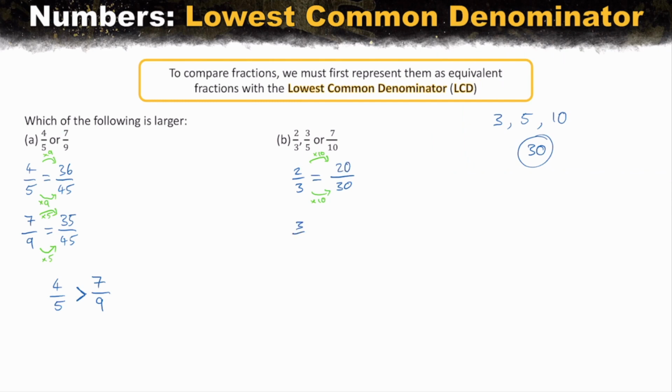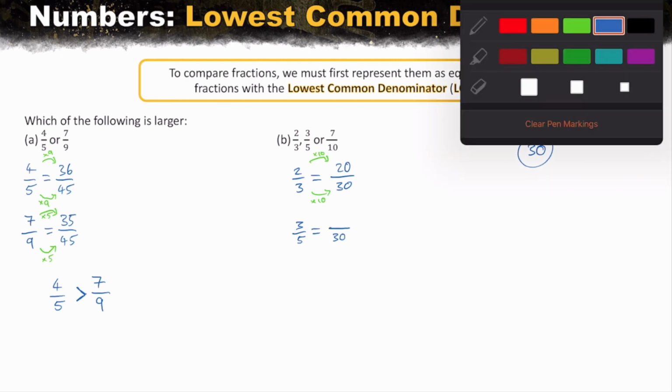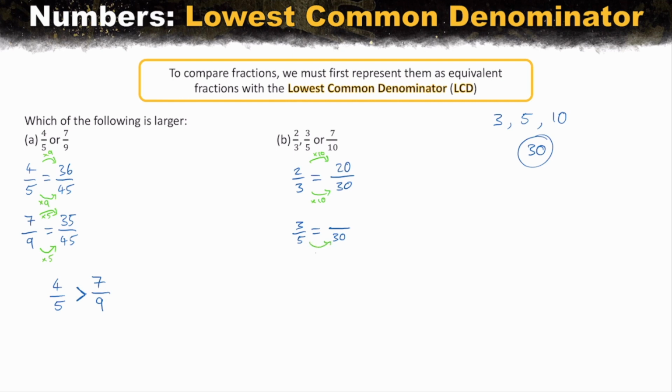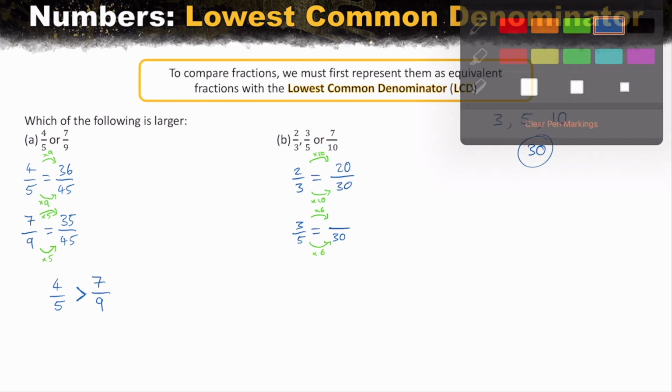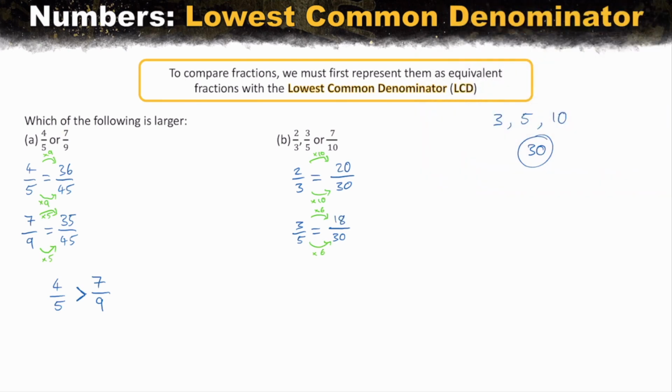I look at 3/5, and I need that as a denominator of 30. Now to get the fifths across, I would need to multiply by 6, which means I need to multiply this by 6. 3 times 6 is 18. And then our final number that we need to compare is 7/10, as a denominator of 30. So we can see here we'd have to multiply this by 3, which means we've got to multiply this by 3, which gives us 21 out of 30.